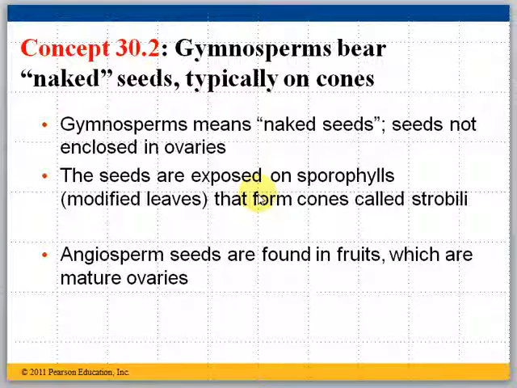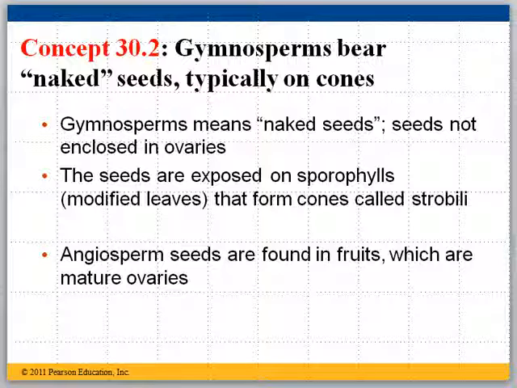The seeds are exposed on what we call sporophylls, which are modified leaves, heavily modified leaves that usually form cones called strobili. So probably the most common example would be a pine cone. That cone is actually a very modified version of a set of leaves, and we call that cone a strobilus. Within those big pine cones that you see is where the seeds are located. That would be the female portion of the tree. Angiosperm seeds are found in fruits, which are mature ovaries. So we're going to look first at the gymnosperms, which don't have fruits, so their seeds are not found inside mature ovaries. They are naked, as described here.